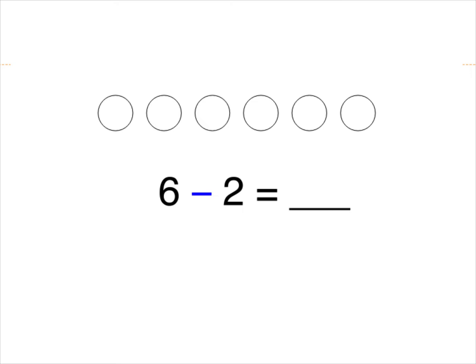So how about you pause me? You make 6 circles, you take away 2, and you find out what the answer is. You all have dry erase boards. Try it for yourself.